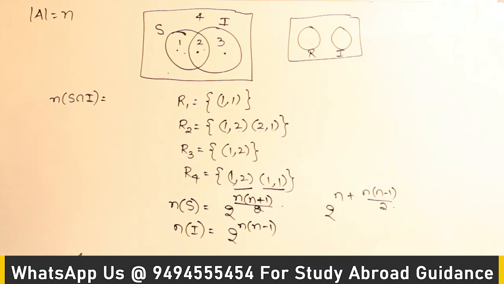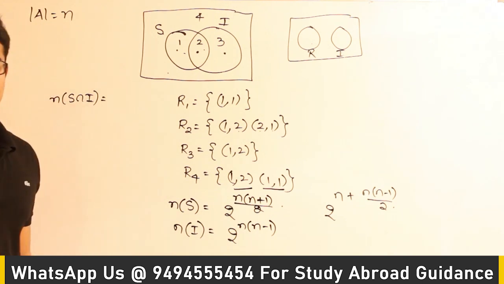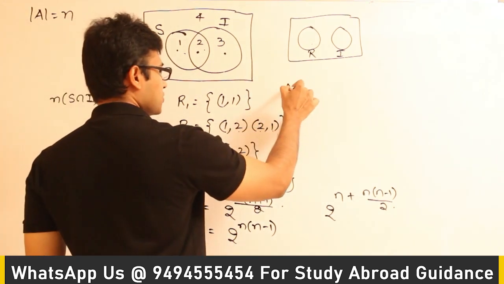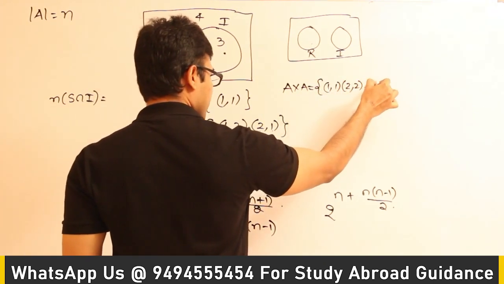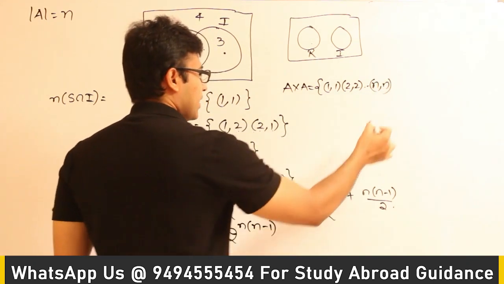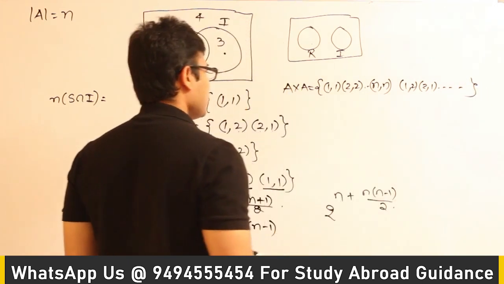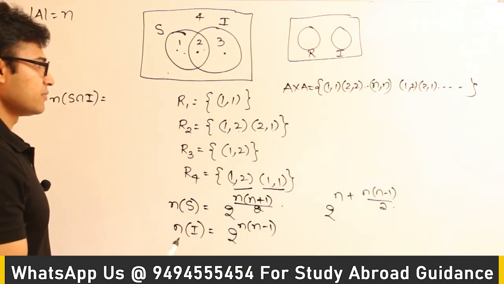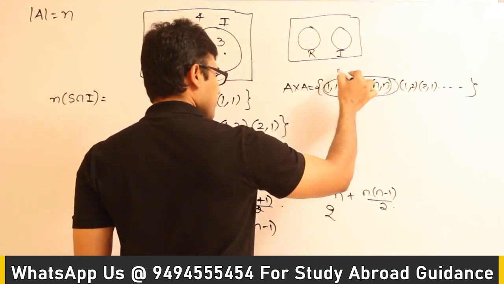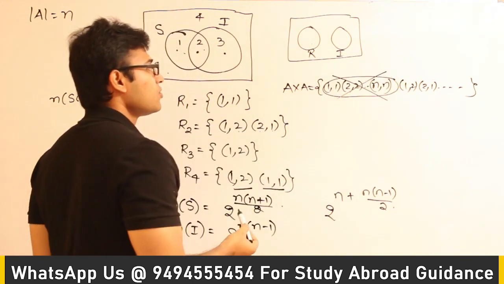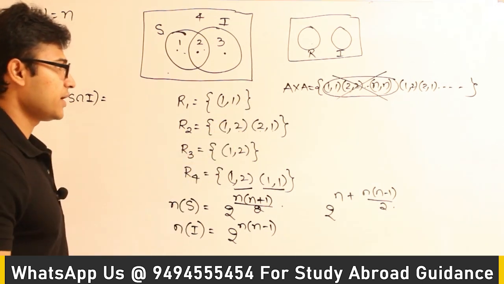So if a relation has to be symmetric and irreflexive, first of all we have to delete all the diagonal elements, which means if A cross A is going to contain (1,1), (2,2), and so on up to (n,n), all the diagonal elements, and then (1,2), (2,1), the non-diagonal elements. Now if I have to form relations which are both irreflexive and symmetric, first of all you should not include any of these elements, because the presence of any of these elements will cause the relation to not be irreflexive. That is why I have to delete them.